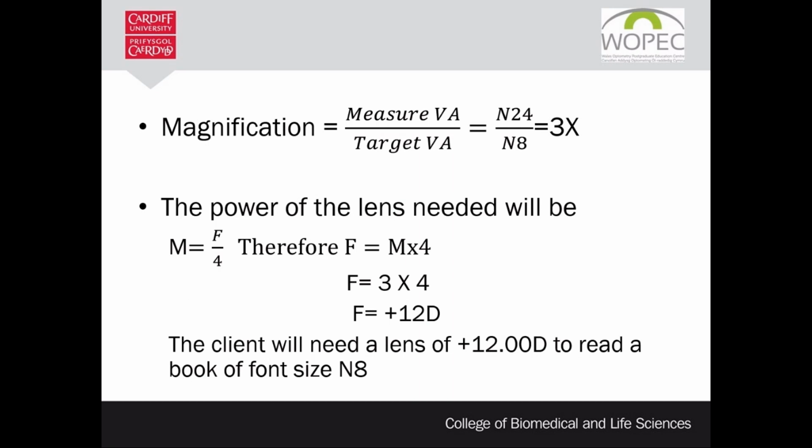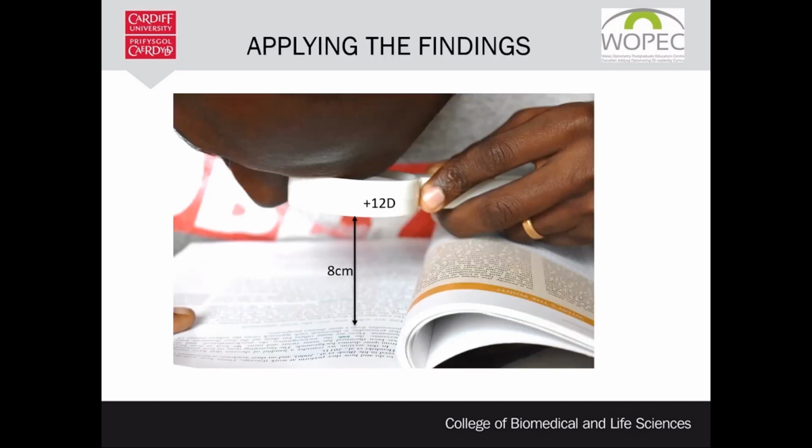To determine the amount of dioptric power required to produce 3 times magnification, we use the nominal formula, which is M equals F over 4. If we work it out, we get a power of 12 diopters, which will be different if we were to use the trait magnification. The next step is to look at the distance the client should place the book from the lens in order to see it clearly.